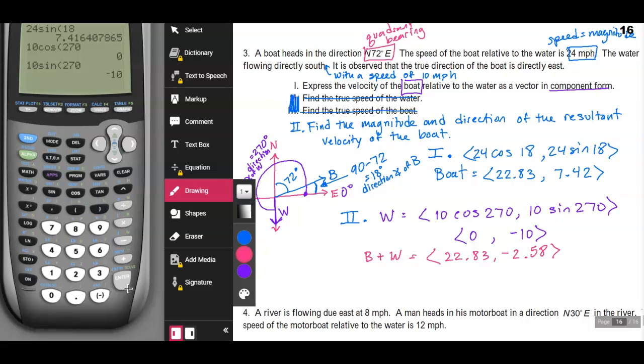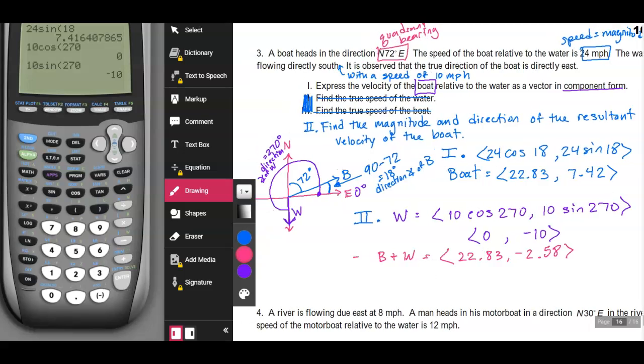All right. Now that we know this is our resultant velocity in component form. Okay. Now it wants us to find the magnitude and direction. To find magnitude, we just do Pythagorean theorem based on b value. So the square root of 22.83 squared plus negative 2.58 squared.